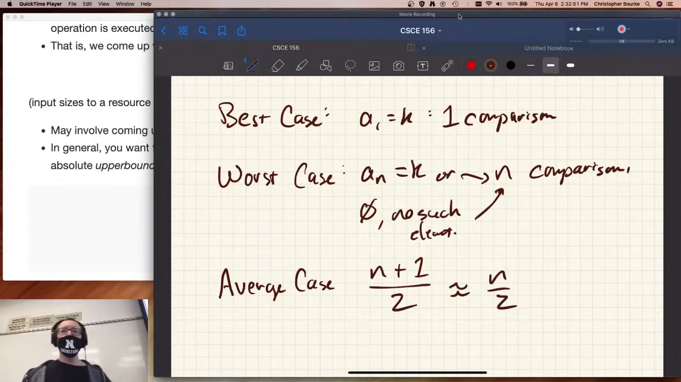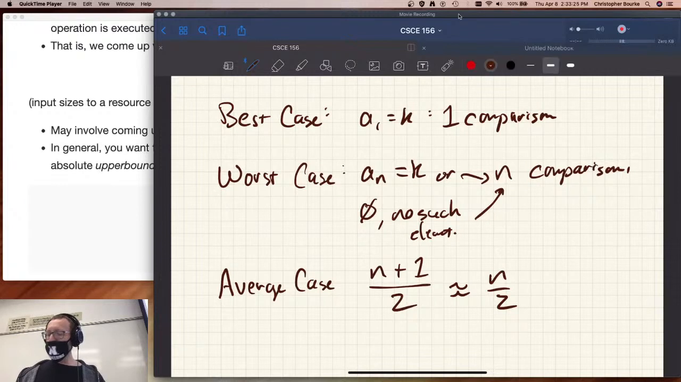The real way to do this is to come up with what's called an amortized analysis. You would have to define a probability distribution on a successful search versus an unsuccessful search. Then you would have to define a probability distribution on what's the probability of finding it at the first index? What's the probability of finding it at the second index? At the third index? And then you would have to find the probability distribution that maximizes the number of comparisons. Right?